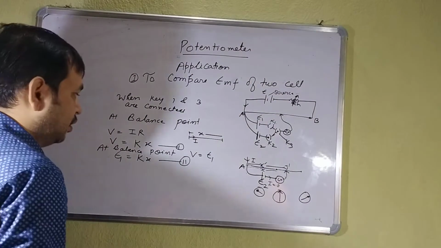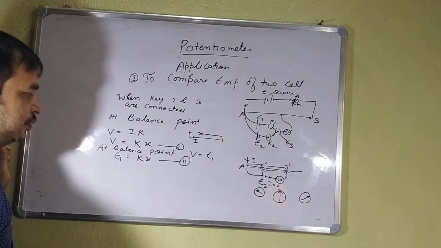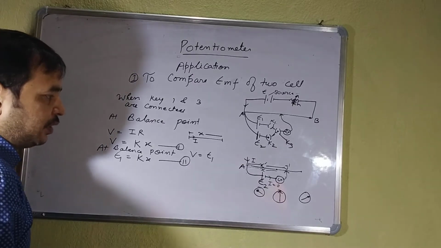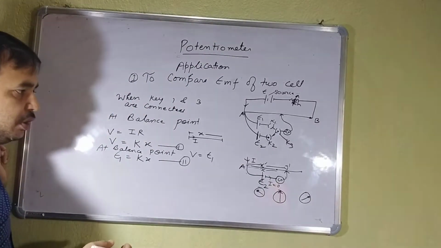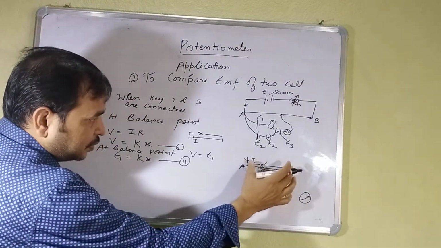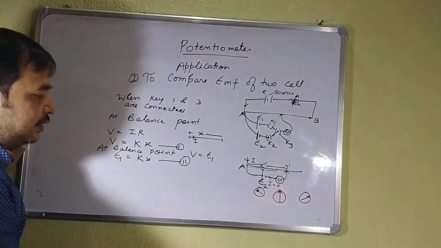Any length you can take, and you can take L1 and L2 also. Better to take L1 and L2. In the book it is given L1 and L2. I have taken X and X dash. Suppose it is balancing at length X dash.